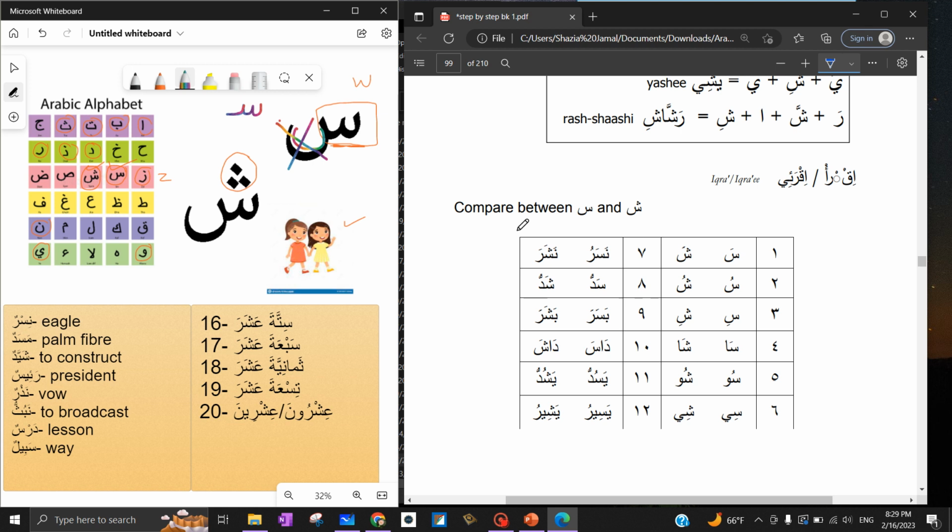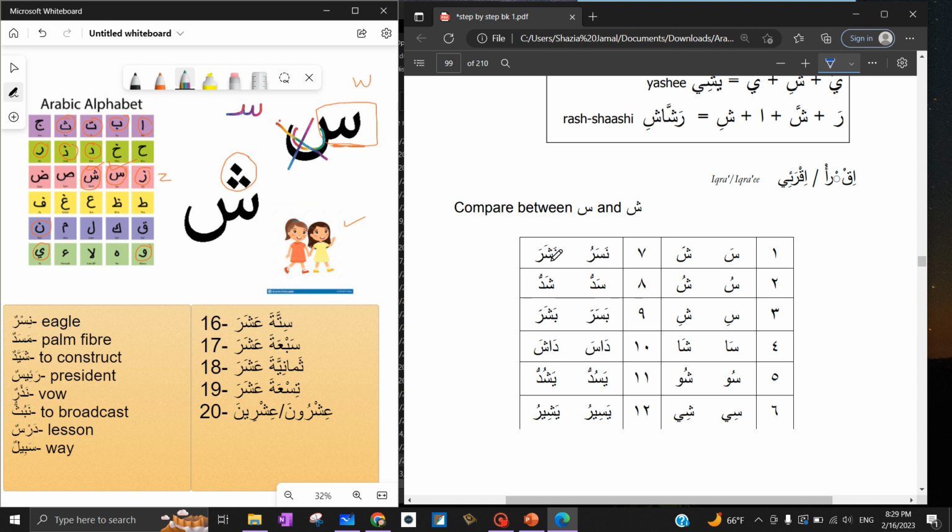Now we compare the two letters, seen with sheen. This is for your pronunciation practice. Sa, sha. Su, shu. Si, she. Sa, sha. Su, shu. Si, she. Here it is with short vowels, and here all these three are with long vowels. Nasaru and nasharu. The two look similar, identical, but there is a little difference of three dots, and the sound is also different.